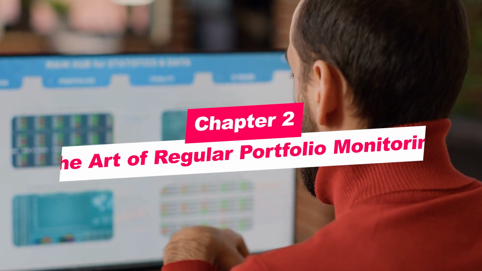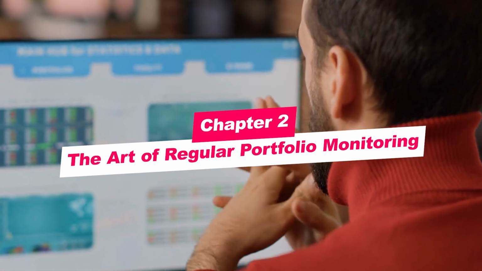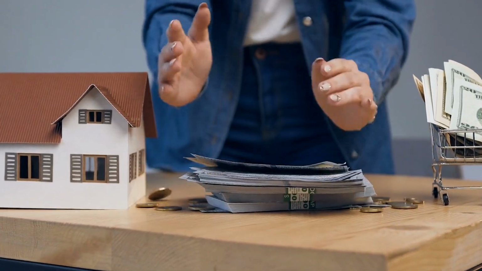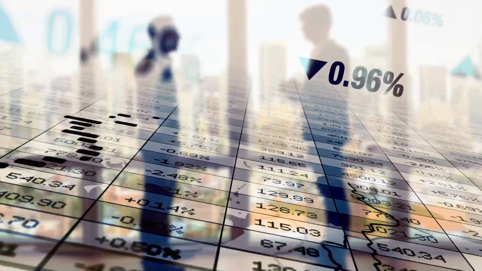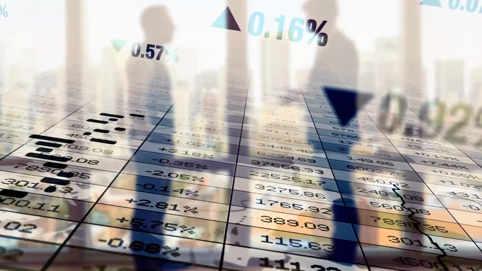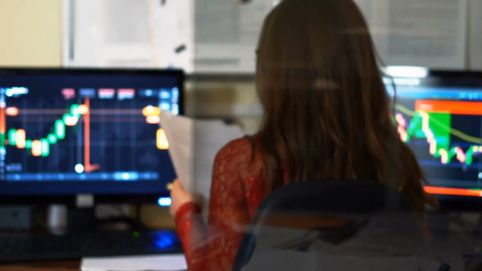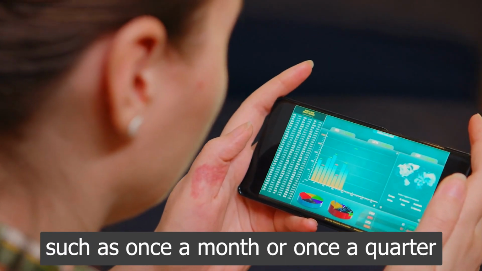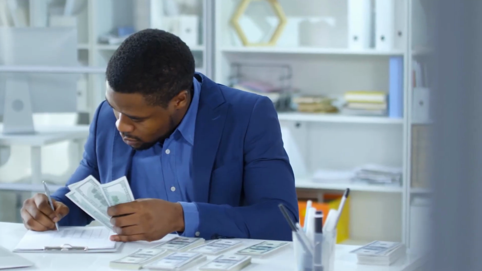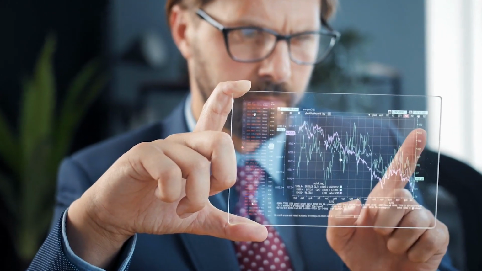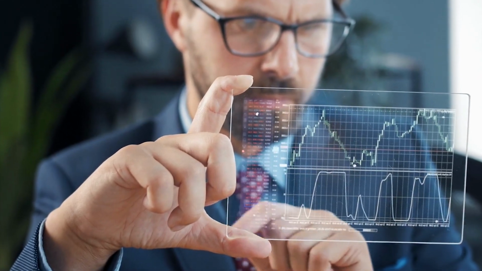Chapter 2. The art of regular portfolio monitoring. Next, it's vital to regularly monitor your portfolio. Keep an eye on the performance of your investments, as well as any changes in the market or economic conditions. Review your portfolio on a consistent basis, such as once a month or once a quarter. This will allow you to identify any underperforming investments and make adjustments as necessary. With modern technology, tracking your portfolio performance and making changes as needed is easier than ever.